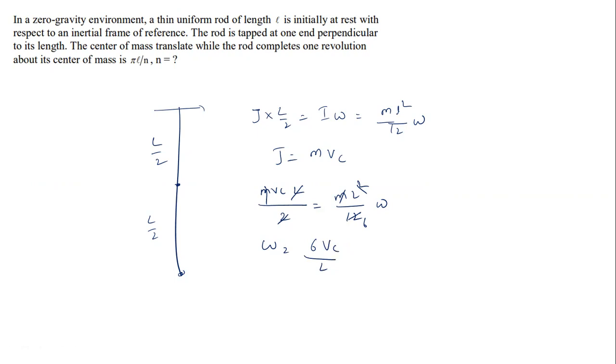Understand? Now it is completing one rotation. One rotation means the angular displacement is 2 pi. Theta, how do you write? Omega t is equal to 2 pi. What is omega? Omega is 6 Vc by L, into t is equal to 2 pi.